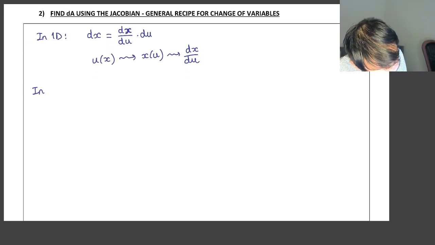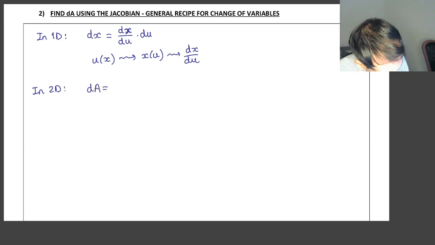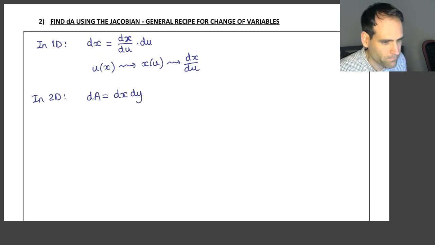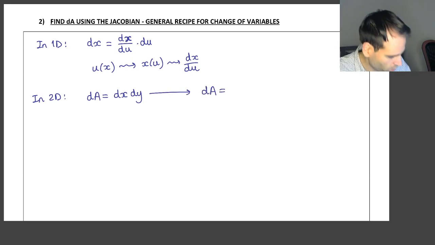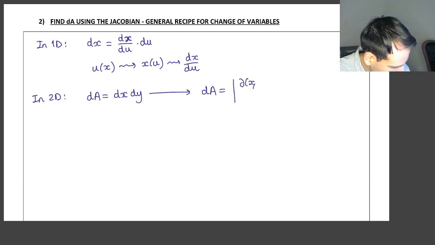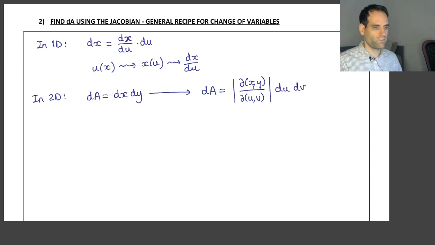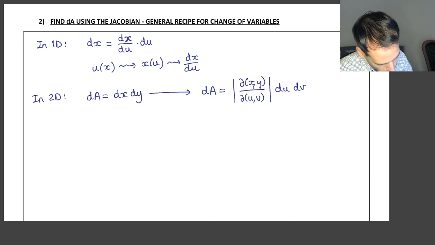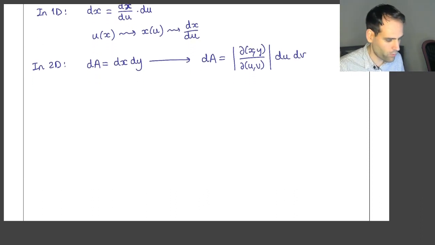So in 2 dimensions, we start with dA equals dx times dy. And now the recipe tells us that the new dA is going to be the Jacobian determinant of xy with respect to uv times du times dv. Okay? And I am going to do an example of this Jacobian for polar coordinates.